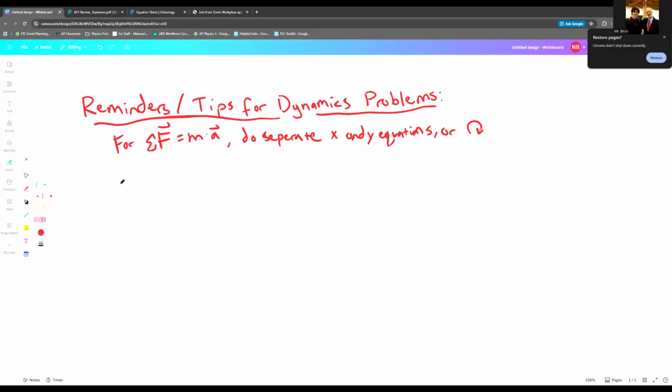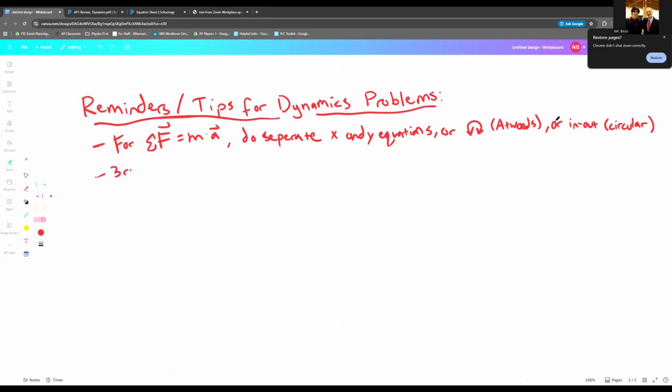Or clockwise, counterclockwise. That direction would be Atwood's machines. Once we get to that, we'll remind you of that. Or in, out. That would be circular motion. Sometimes we say any forces inwards are positive, any forces outwards are negative when we're looking at centripetal force for circular motion. Okay, so that's a reminder just on general Newton's second law, summing forces.